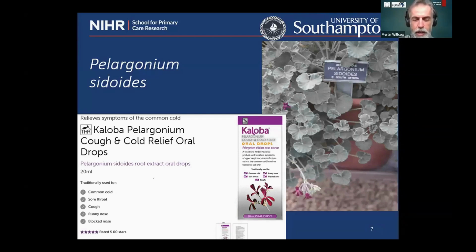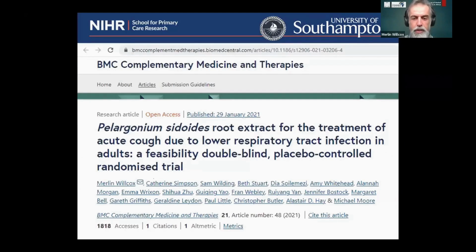There's a GMP preparation made by a German company called Schwaber. And we did a feasibility trial. We're currently preparing to do a full-scale clinical trial.